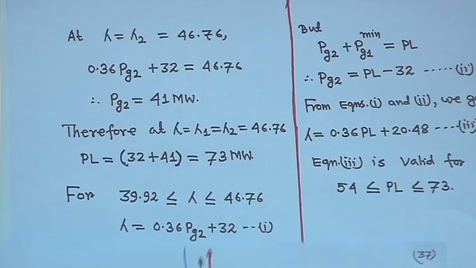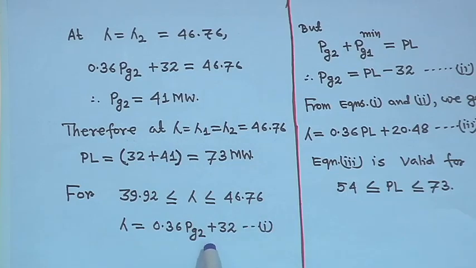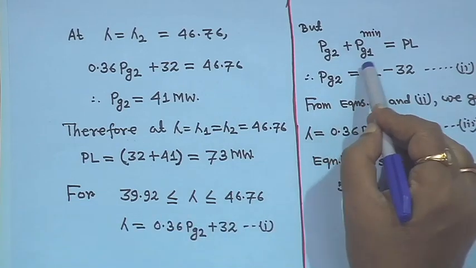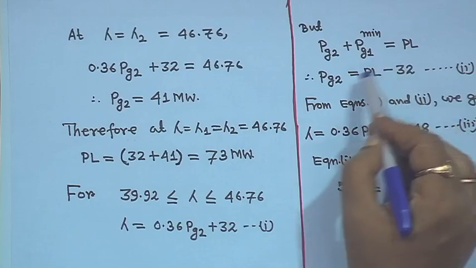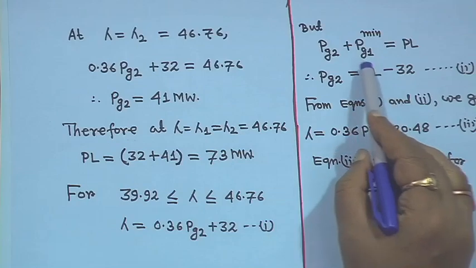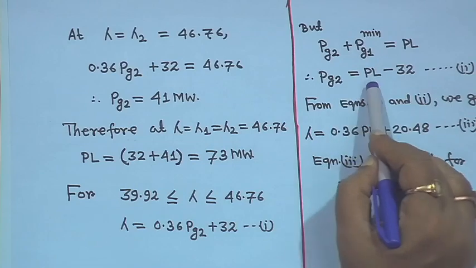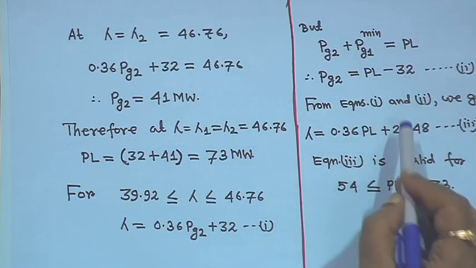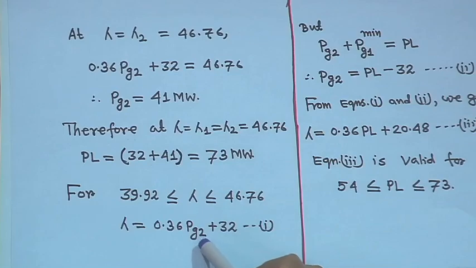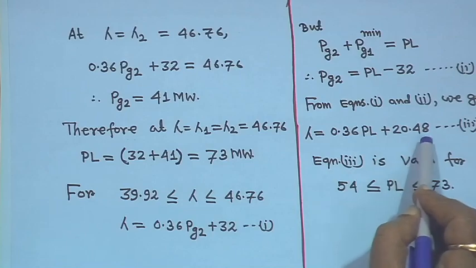So in this case, lambda is lying in between 39.92 and 46.76. So lambda is equal to 0.36 Pg2 plus 32, right. That means Pg2 plus Pg1 min is the total load, so Pg2 is equal to PL minus 32, because Pg1 min is 32. Therefore, this Pg2 you substitute here. If you do so, you will get lambda is equal to 0.36 PL plus 20.48.